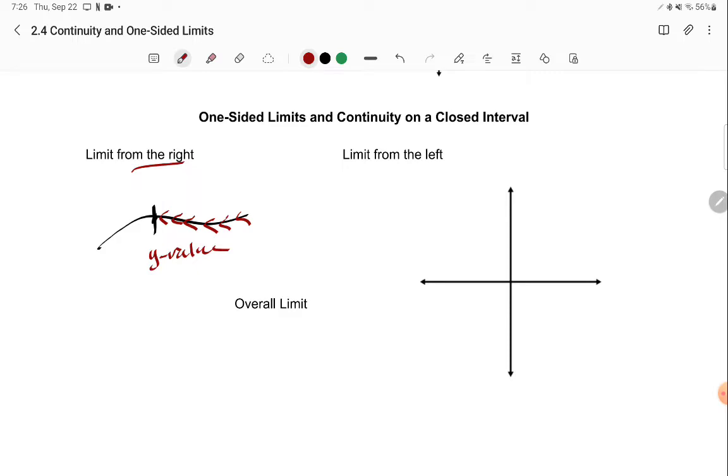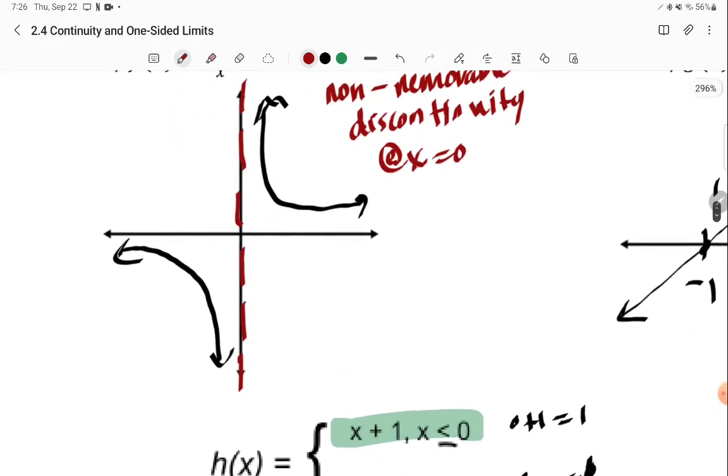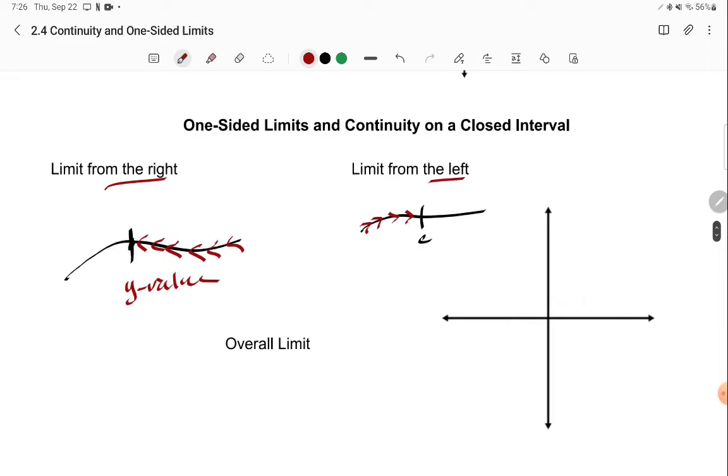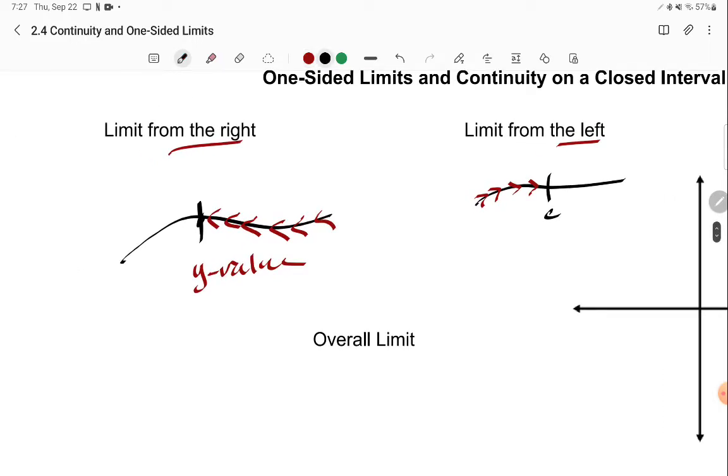The same is true over here. If you're coming from the left at this point C, that would be coming from this side. And as we learned earlier, when graphs are broken, like this one up here, the limits from the left and the right are not the same, then that would be a discontinuity. And then the overall limit, in order for the limit to exist, let's write this out here: the limit as x approaches C from the right.